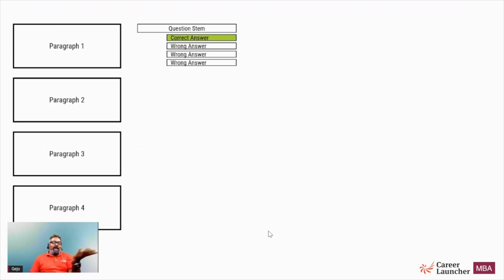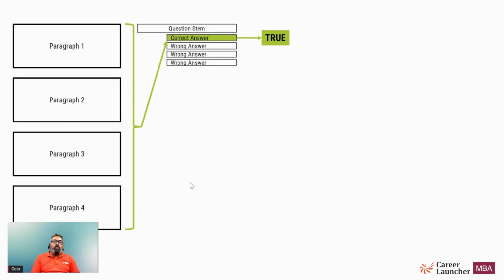This is what the setup looks like. You've got a passage which has multiple paragraphs. You've got a question stem which asks something specific, and then you've got one correct answer and three wrong answers. That one correct answer could be anywhere. Whatever the correct answer is, it must be from the passage. You're not supposed to pick up information from outside what is given in the passage. We have to accept whatever information the passage gives as true, and that would be a correct answer. That means the answer must be true based on the information given in the passage.